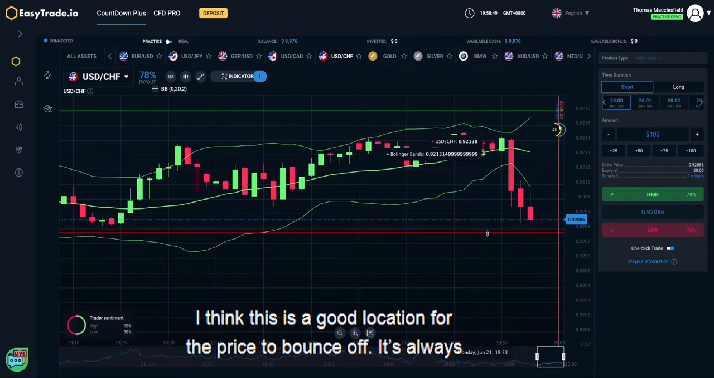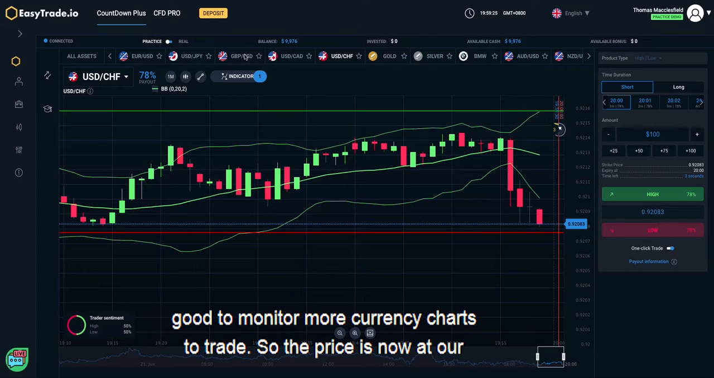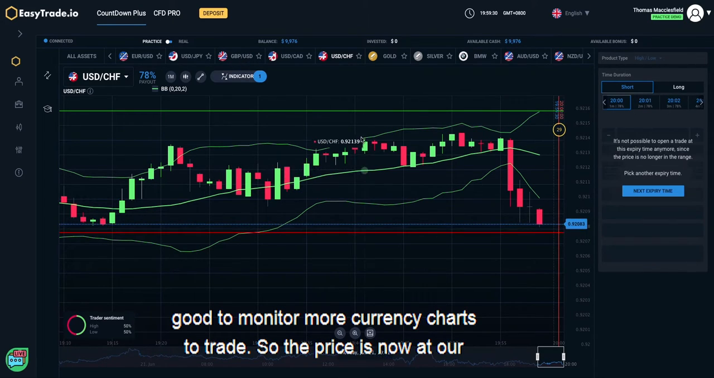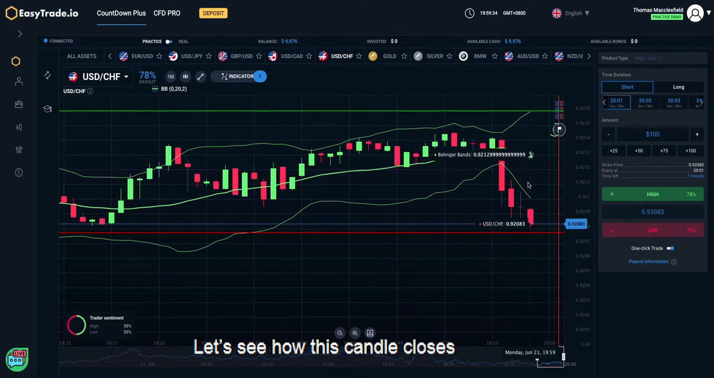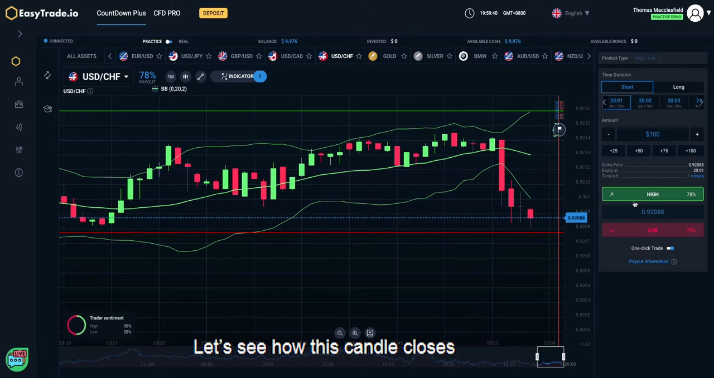We are hoping the price hits the resistance line again. I think this is a good location for the price to bounce off. It's always good to monitor more currency charts to trade. So the price is now at our support line. I think it's a good place for us to enter the trade. Let's see how this candle closes.